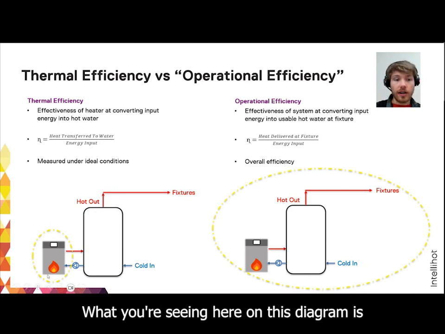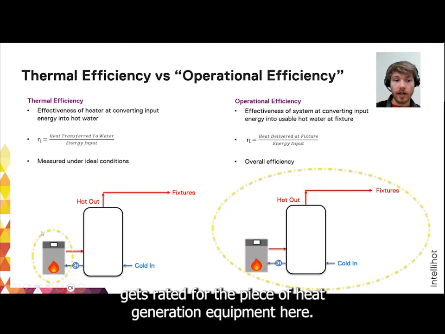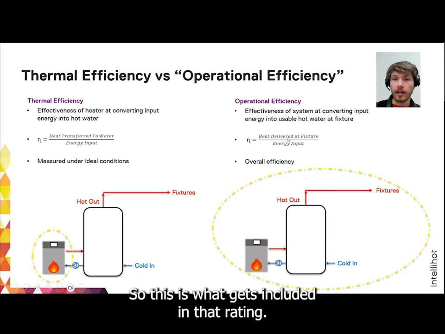What you're seeing here on this diagram is a traditional boiler sidearm system. You're seeing that the thermal efficiency gets rated for the piece of heat generation equipment here. Okay, so this is what gets included in that rating.